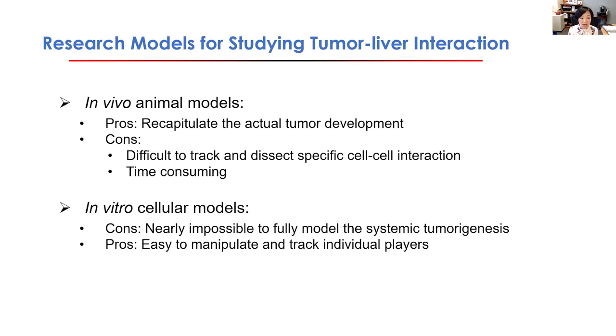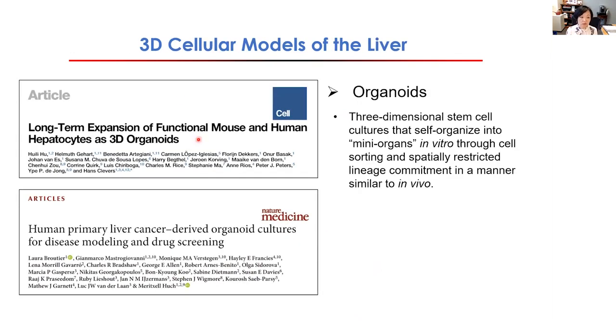But if you have these two together, then eventually they will help us have a better understanding, or at least we can try to explain what we have seen in the patient tumors. So today I'm going to focus on our in vitro cellular models that we use to study tumor-liver interaction. We are most interested in using 3D cellular models because apparently they can mimic the cellular organization of the liver much better than standard 2D cell culture.